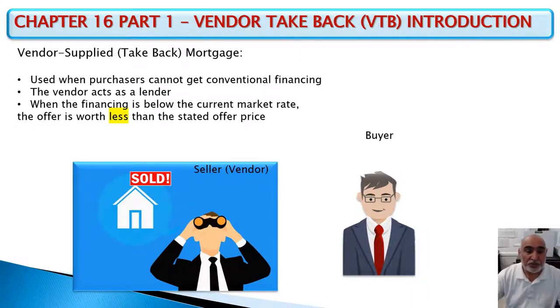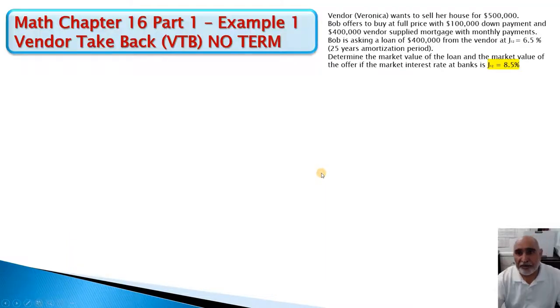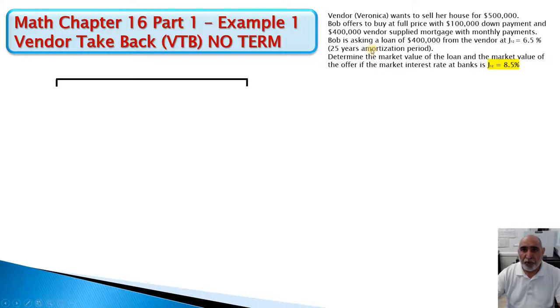So let's go through with the first example. We have a vendor, seller, her name is Veronica. She wants to sell her house for $500,000. So Bob is the buyer. He comes into this picture and says, I will buy this house. I will give you $100,000 as down payment, and please give me financing of $400,000 from Veronica. So Veronica says, that's fine. I will give you a loan of $400,000 and you give me $100,000 down payment.